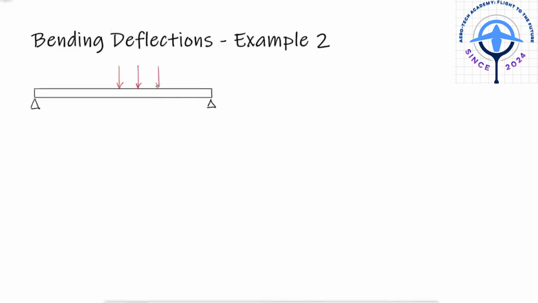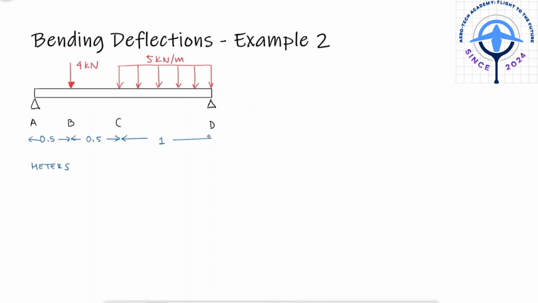For a timber beam that has an elastic modulus of 12 gigapascals, we want to find the slope at A and the deflection at the midpoint C. The cross-section of the beam is a rectangle of 50 by 150 millimeters.